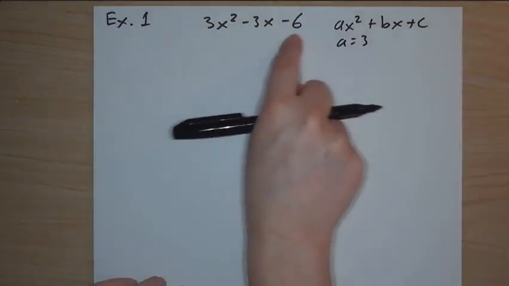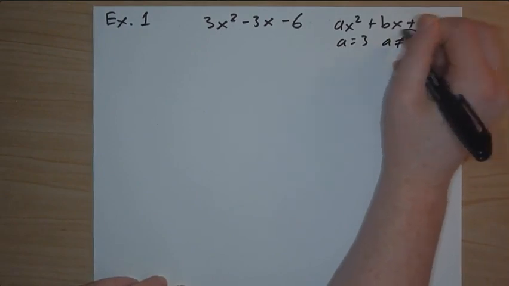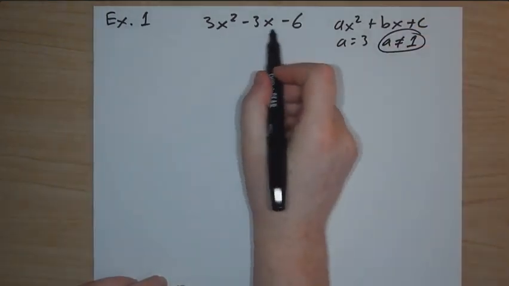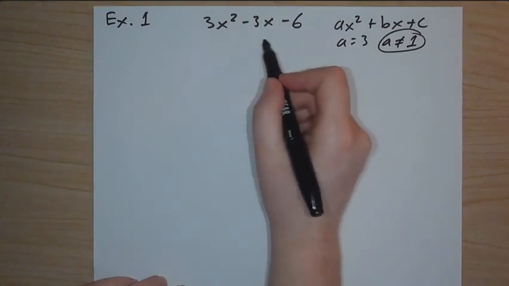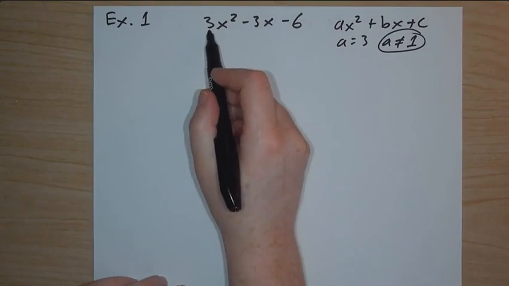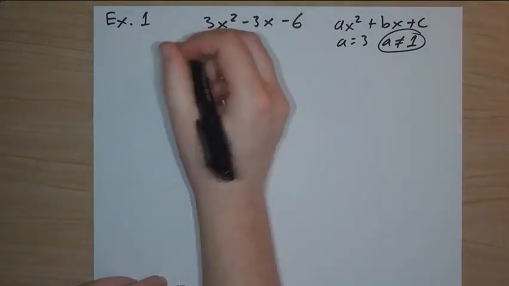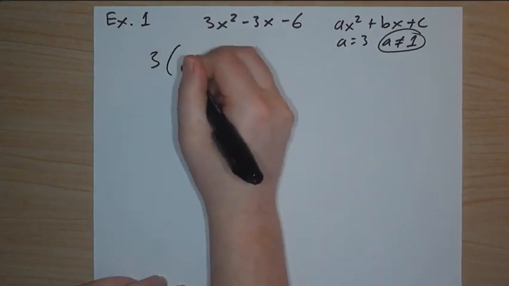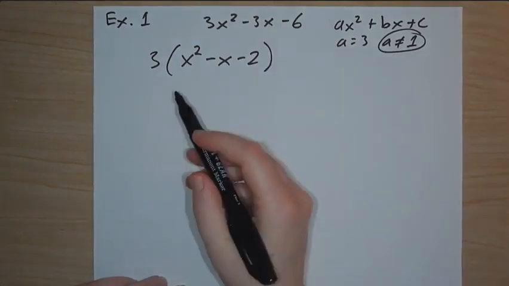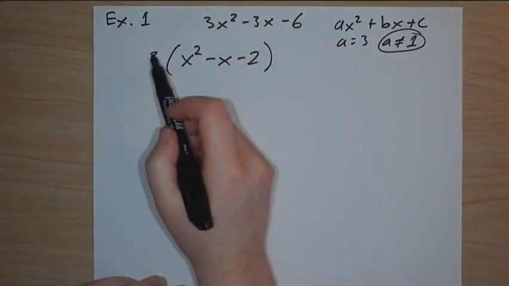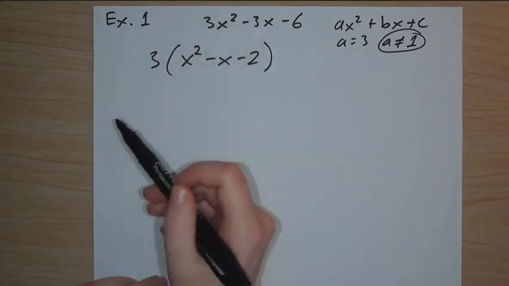So what we're going to do first in this case, when a is not 1, is look for a greatest common factor between 3x squared, negative 3x, and negative 6, see if we can factor out any kind of number. 3 goes into 3x squared, negative 3x, and negative 6, so we're going to take out 3. If we take out 3, we're left with x squared minus x minus 2. And you can always check that we did that correctly by multiplying it back in, and you'll get the same trinomial.